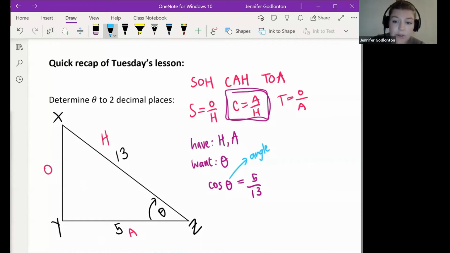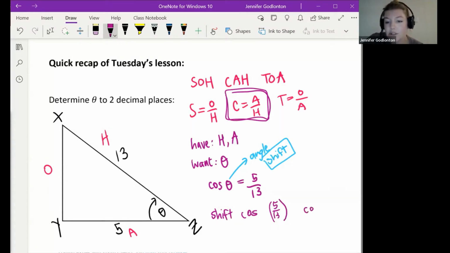Okay, and when we're looking for an angle with trigonometry, we always are going to use shift on our calculator every time. If we are looking for an angle, we're going to use shift, and that's an important thing to just keep in your mind. Okay, and so now when we get to this point, we're going to put into our calculator shift cos. Let me write it out in case anyone has forgotten. Shift cos, and then we're going to put in this fraction in the brackets, 5 over 13.